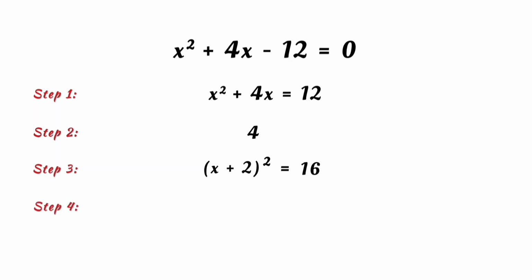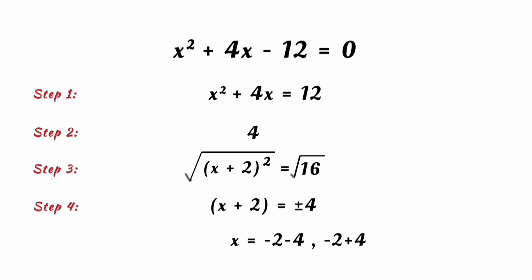In the last step, take the square root. x + 2 is plus or minus 4. That gives two values of x: -2 - 4 and -2 + 4. And without complex calculation, you have the roots -6 and 2.